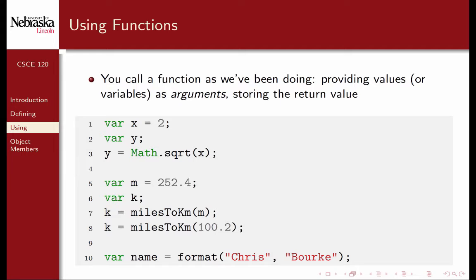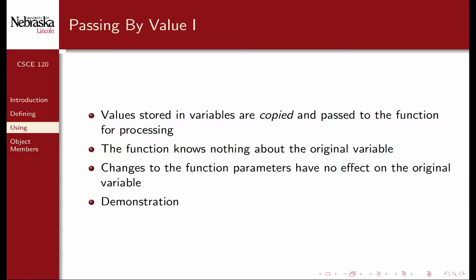Let's understand how this works a little bit deeper. When you call a function passing it variables, the values stored in those variables are actually copied, and those copies are passed to the function. This is known as passing by value. The function knows nothing about the original variable. Thus, changing the values of the function parameters has no effect on the original variable. Let's take a look at an example to understand this a little bit better.